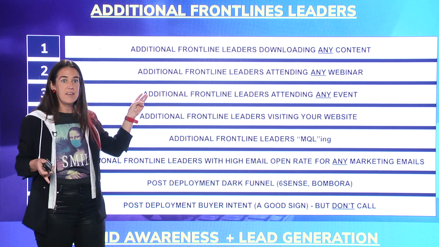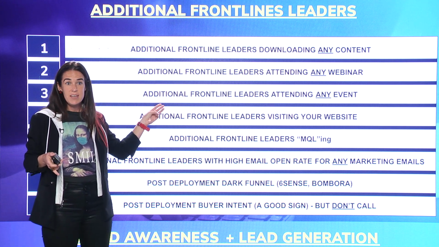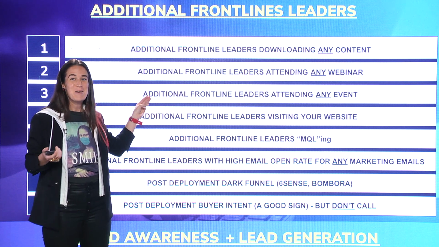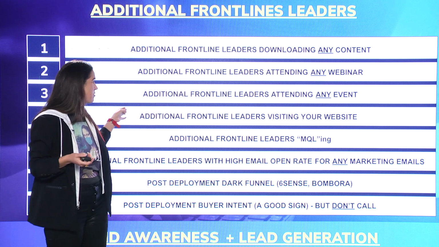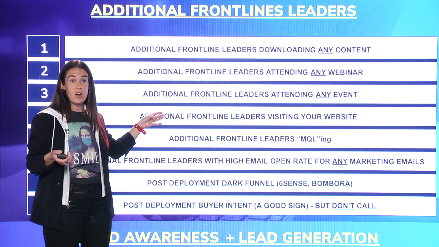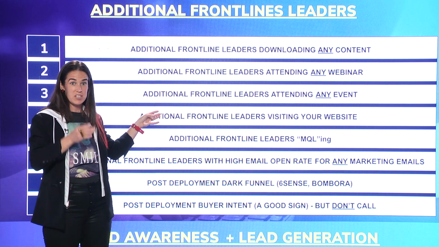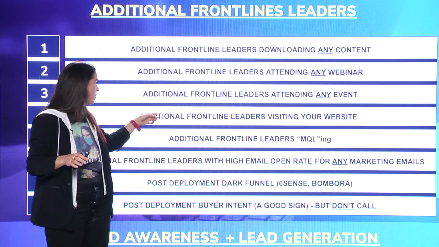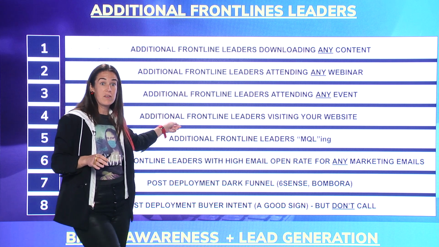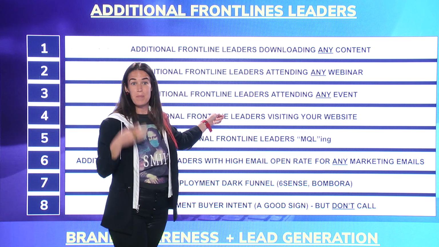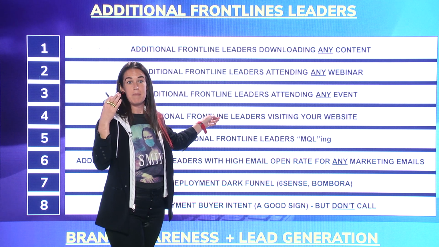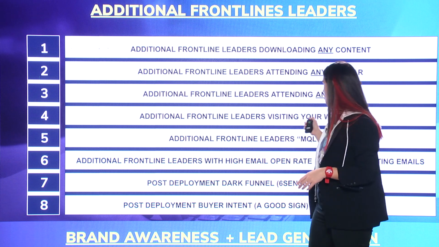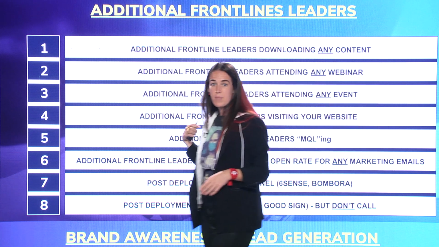Number 3, any of these leaders that are attending an event. So a virtual event for now, since we're in COVID, given the mask on my Mona Lisa, but any kind of virtual event. Number 4, frontline leaders that are, again, outside of your initial decision maker, who are a part of the expansion sell that you're after. Are they visiting your website? Are they MQLing for any reason? Maybe they're opening marketing emails or they're visiting your website en masse, and so all of a sudden they MQL. Number 5, additional frontline leaders with a high email open rate for any marketing emails.